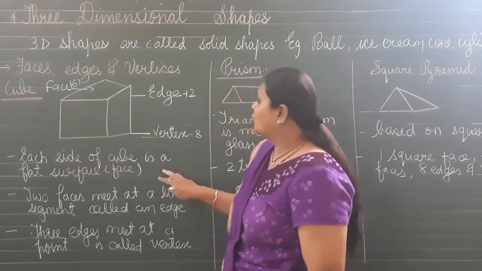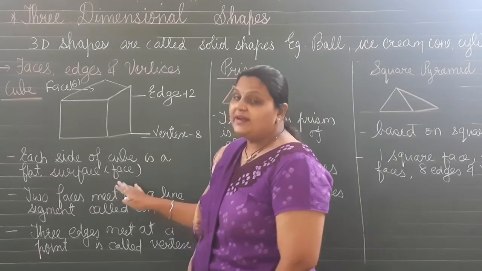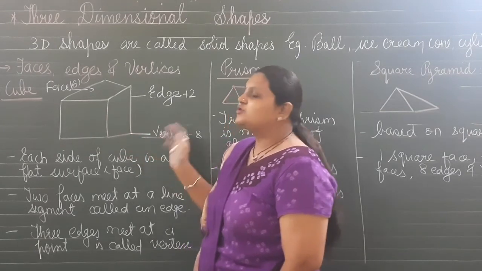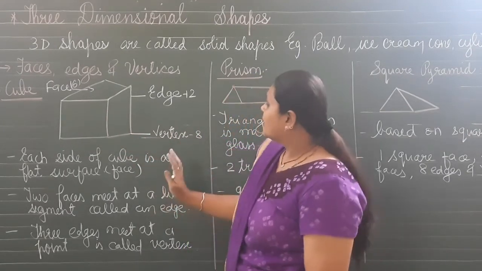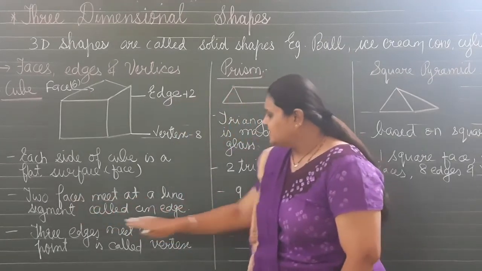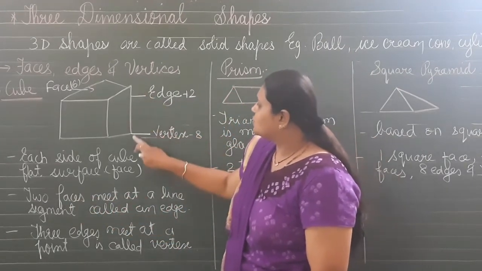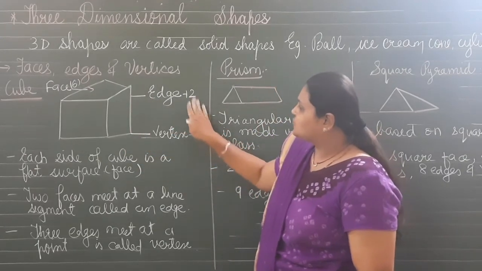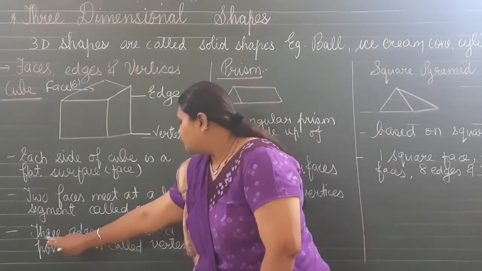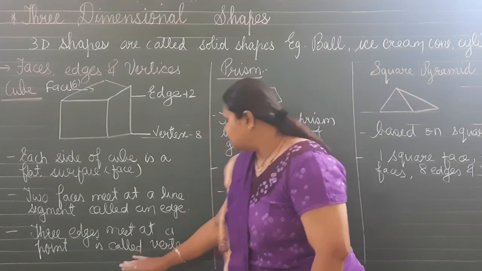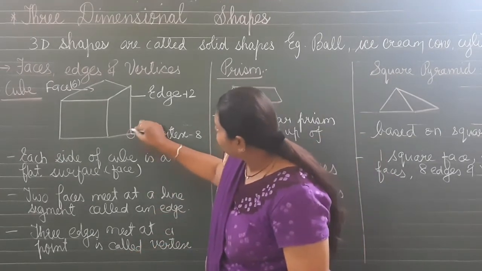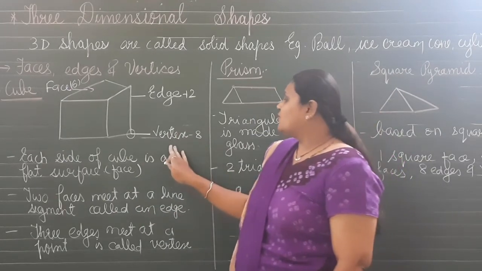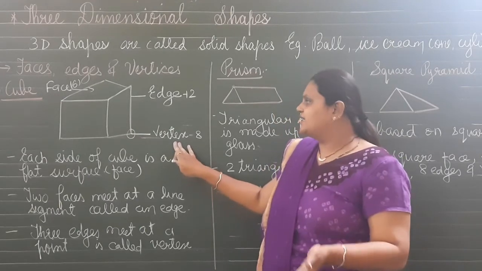Now each side of a cube is flat, having a flat surface. So it is known as its face. This is one face. 1, 2, 3. Rest of all are not visible in the figure. Next, two faces meet at a line segment called an edge. This line is known as edge. It is having 12 edges and 6 faces. 3 edges meet at a point called vertex. Here the common point is this. So this is called vertex. A cube has 8 vertices. Singular is vertex, plural of that is vertices.